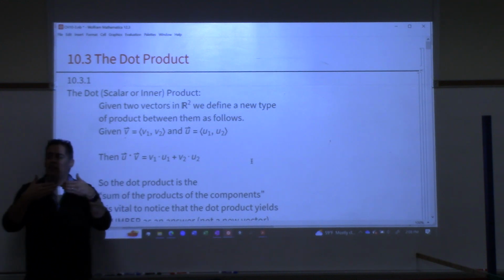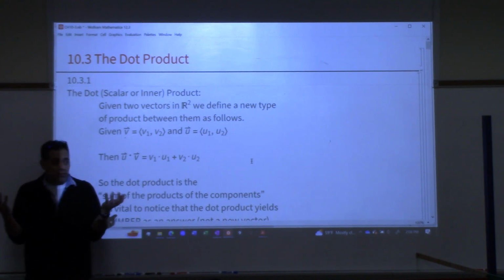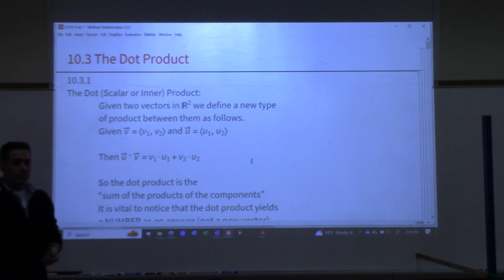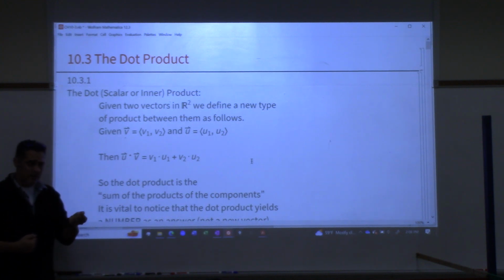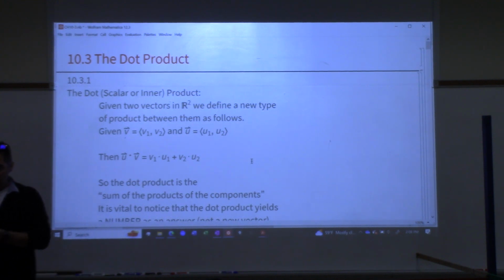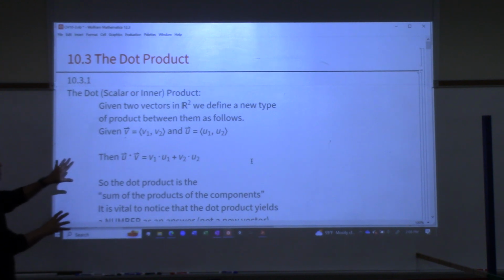How do you put two vectors together with multiplication? Not addition and subtraction, multiplication. How do you multiply two vectors? Seems like a natural question. How are we going to define that? Well, there are two types of multiplication where you put two vectors together. The first type is called the dot product. The second is called the cross product. This section is about the dot product.